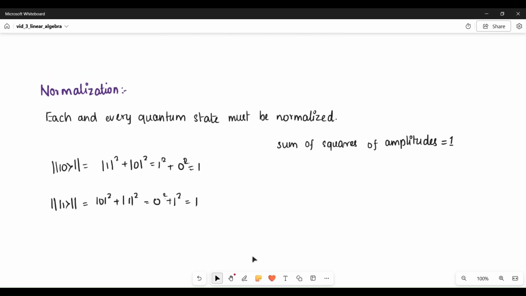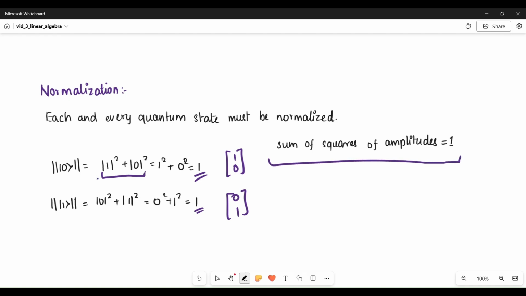Now let's see normalization. Each and every quantum state must be normalized. Let's take ket 0 and normalize it. We know the ket 0 value is 1, 0. Normalizing is taking the coefficients and squaring them, and we'll have the value 1. Here also, taking ket 1, that is 0, 1, and normalizing it, we'll get 1. So the sum of squares of amplitudes should be 1 for every quantum state. This is satisfied by ket 0 and ket 1, and by any other valid quantum state also.